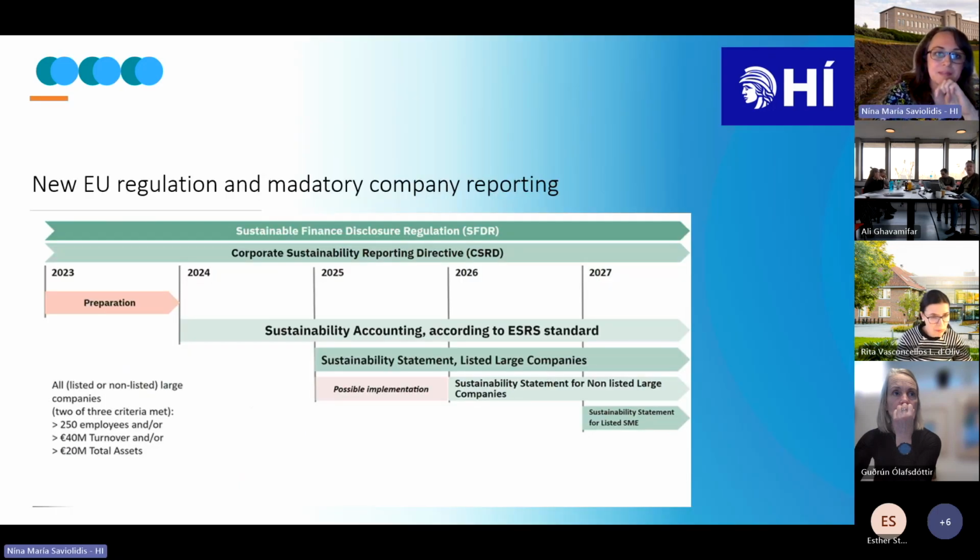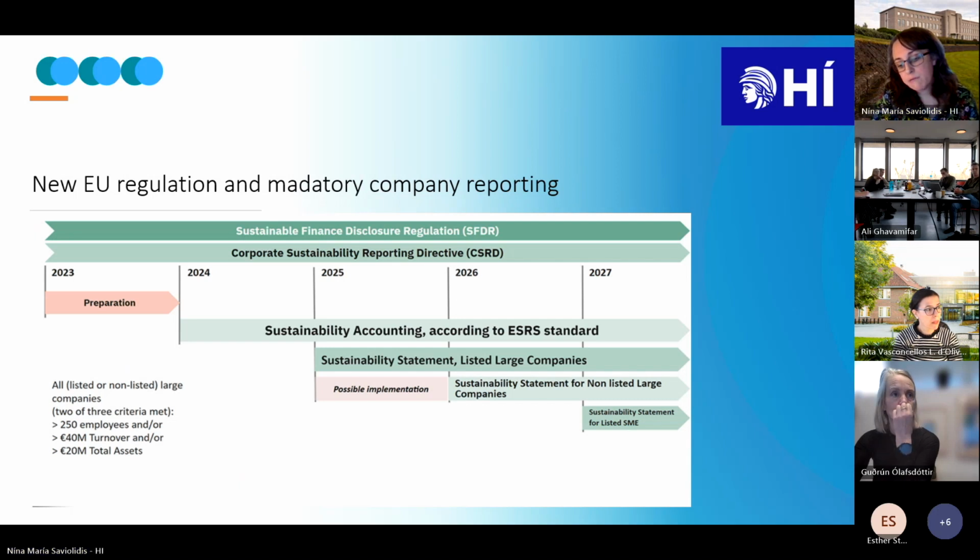A few words about what has been happening since we started, that hadn't been happening at the time, but was in the works. There is new European regulation on company reporting, which is going to be mandatory and is already being implemented by bigger companies. And this is regulation that has passed in Iceland. As I said, even though we're not in the European Union, we do implement these regulations. And what has happened is that you now have mandatory reporting for certain companies, especially in terms of size.